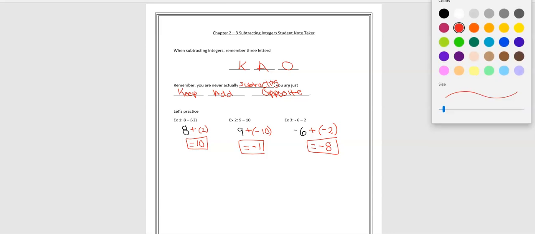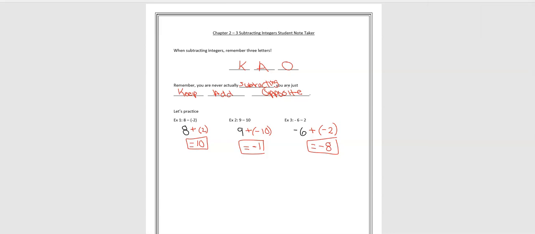I actually want to do one more that's not on here that you might see, might be a little bit tricky. So I'm going to go ahead and actually add an example 4. I'm going to make this black. So I have negative 4 minus negative 1. Let's see what happens here. Okay, so I'm going to keep my negative 4, and I'm going to go ahead and add the opposite. So what is the opposite of subtract? Well, I'm going to change it to an add, and the opposite of negative 1 is positive 1.